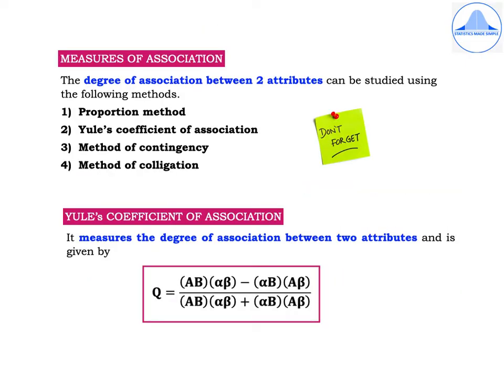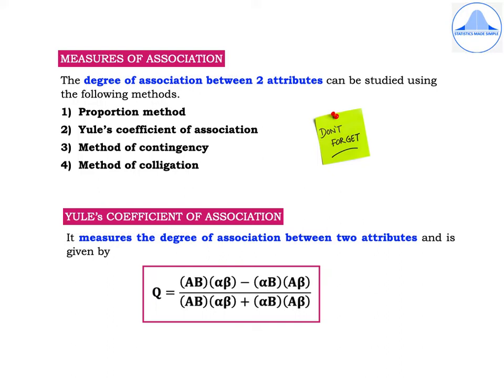To study the degree of association between two attributes, we have different methods. The first one is the proportion method, second is Yule's coefficient of association, third is method of contingency, and fourth is method of colligation. Now the measures of association can be asked as a 2-marker.